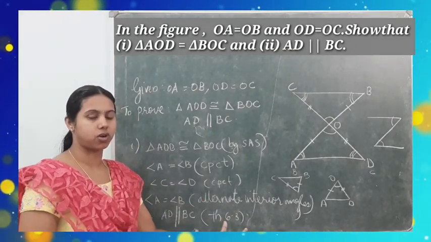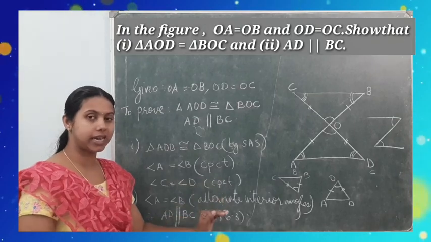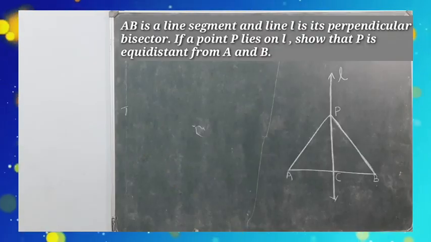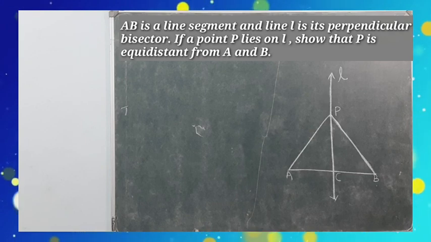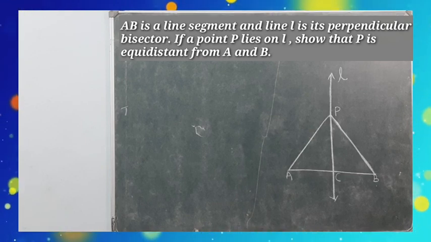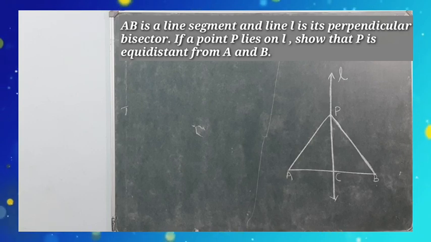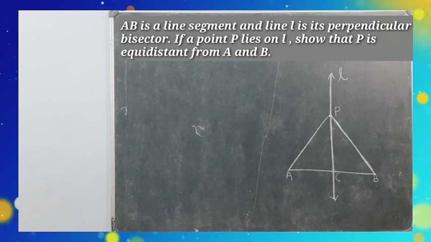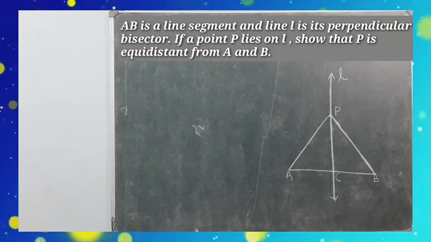Here I am just showing the shortcut only. When you are writing the exam, you should write the theorem in full. Let us see the next question. AB is a line segment and line L is its perpendicular bisector. If a point P lies on L, show that P is equidistant from A and B.